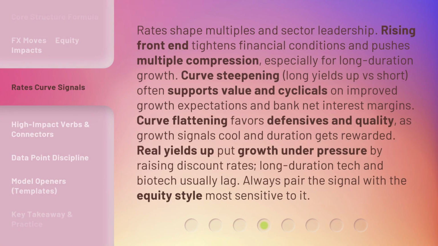Rates shape multiples and sector leadership. A rising front end tightens financial conditions and pushes multiple compression, especially for long-duration growth. Curve steepening, long yields up versus short, often supports value and cyclicals on improved growth expectations and bank net interest margins. Curve flattening favors defensives and quality, as growth signals cool and duration gets rewarded. Real yields up put growth under pressure by raising discount rates. Long-duration tech and biotech usually lag. Always pair the signal with the equity style most sensitive to it.